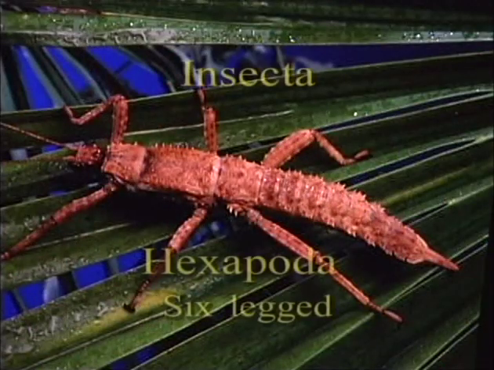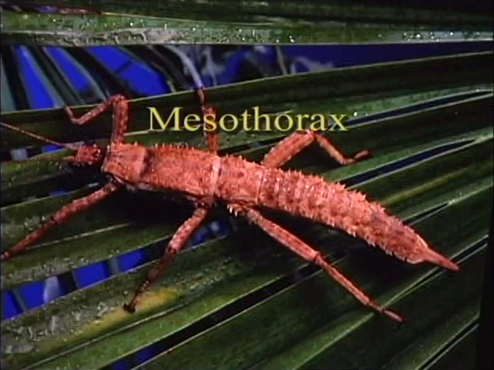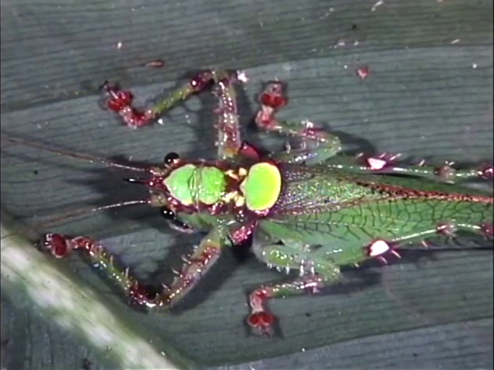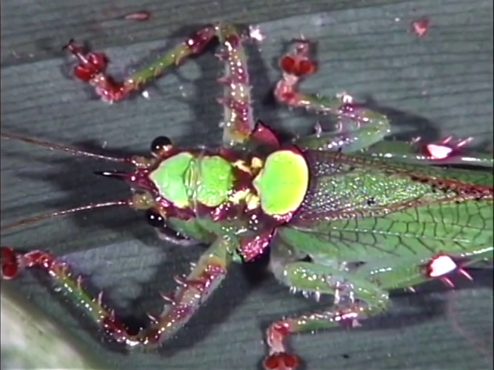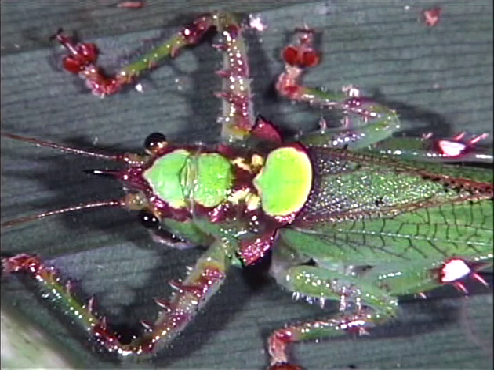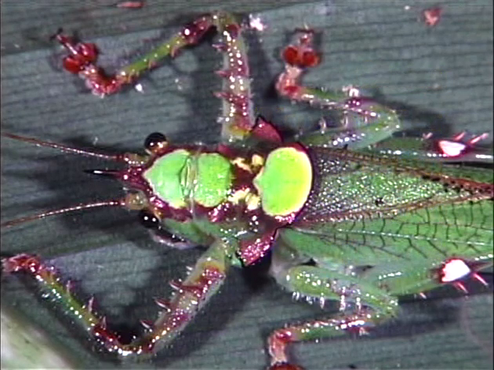The class Insecta is another name for Hexapoda, meaning six-legged. The front pair of insect legs are attached to the prothorax, the middle pair are attached to the mesothorax, and the back pair is attached to the metathorax. Insect legs are segmented and contain joints. The leg segments are the coxa, trochanter, femur, tibia, and tarsus, or foot.